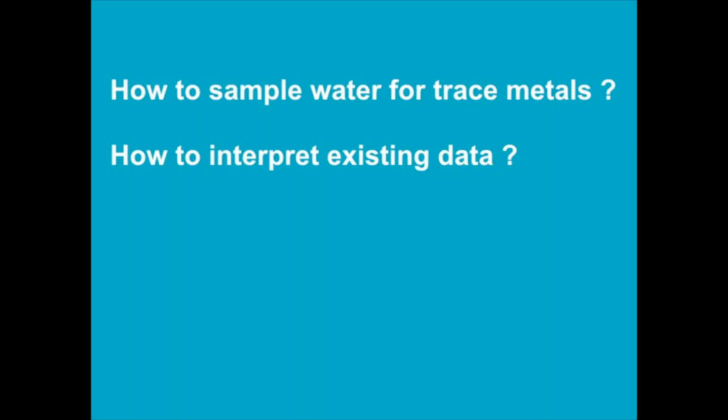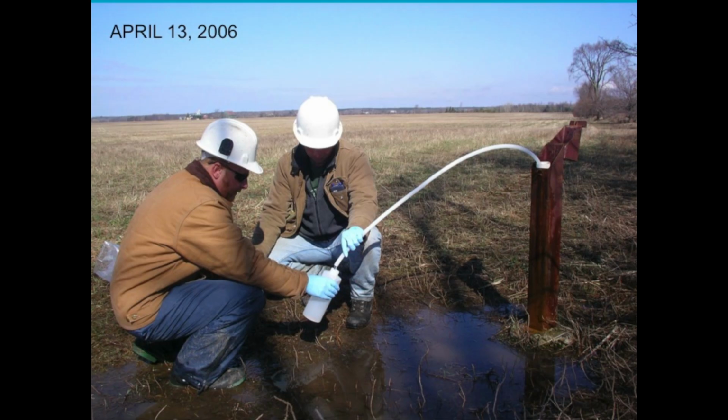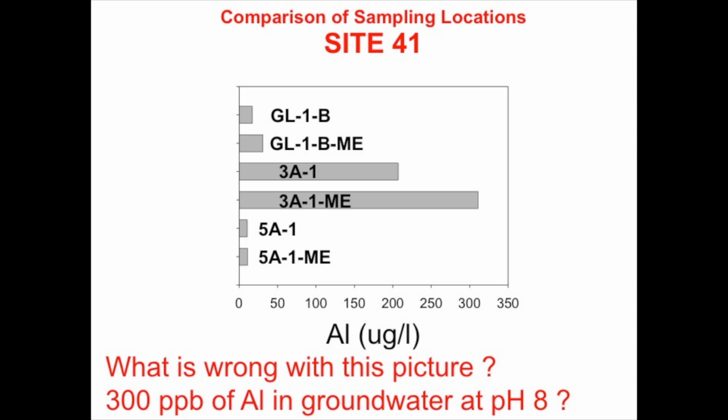The other applications, how to sample water for trace metals, how to interpret existing data. So I think this is the last section of my presentation. I had a chance to work together with some engineers that were doing water sampling at Site 41. So this is where the Simcoe County was going to build a landfill. At this site, they pump the water out of the well, and they let it run until it's clear, and then they filter it, and then they measure the trace metals in that water. So this is some data from our lab, but water samples from different locations at Site 41.